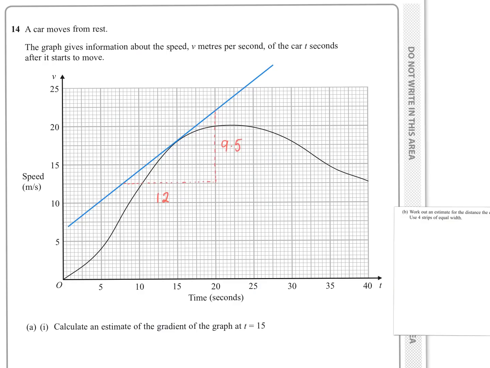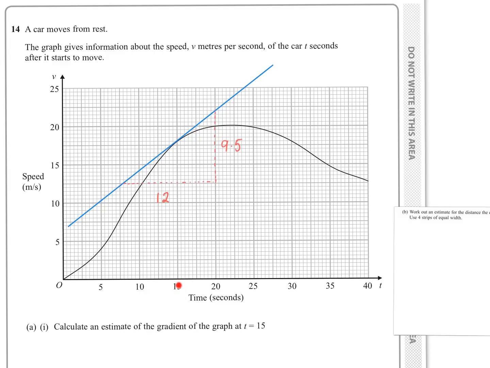Question 14. A car moves from rest and the graph gives information about the speed, v meters per second, of the car t seconds after it starts to move. So we're given a velocity time graph and we can see a nice smooth curve here. We're asked first of all to calculate an estimate of the gradient of the graph at t equals 15.